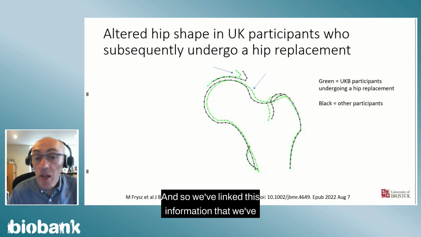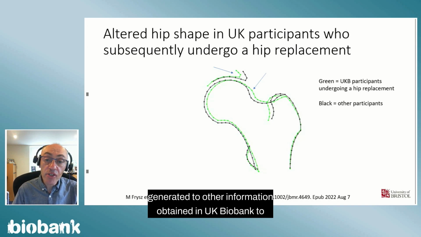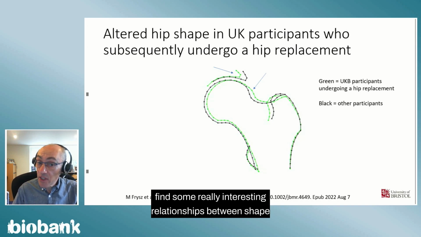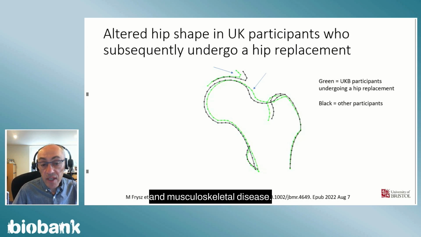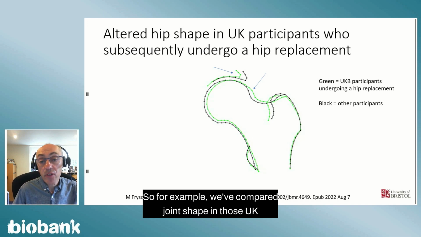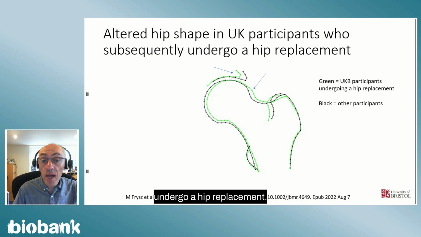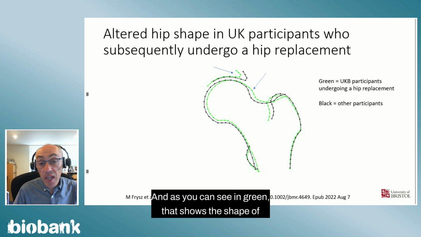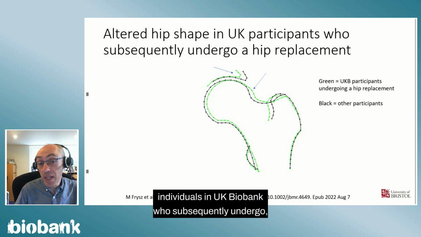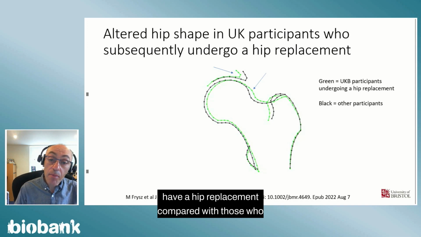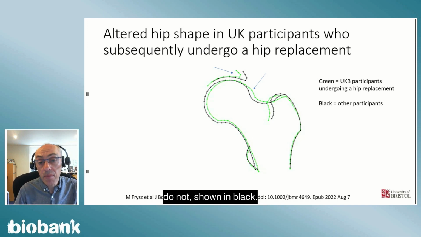We've linked this information that we've generated to other information obtained in UK Biobank to find some really interesting relationships between shape and musculoskeletal disease. For example, we've compared joint shape in those UK Biobank participants according to whether they do or do not undergo a hip replacement. As you can see, in green is the shape of individuals in UK Biobank who subsequently have a hip replacement, compared with those who do not, shown in black.